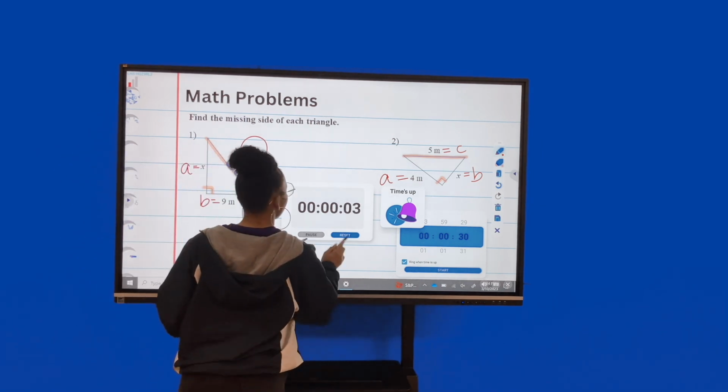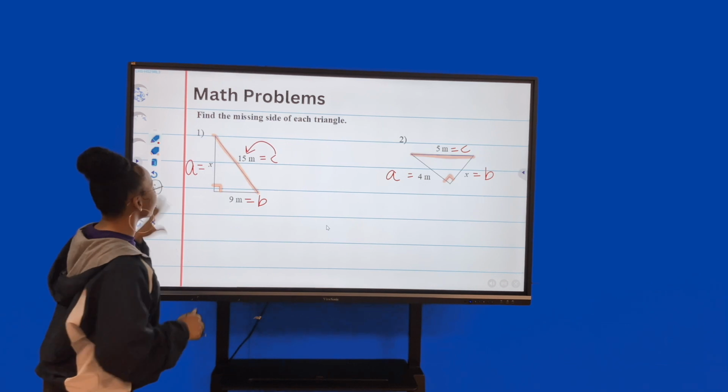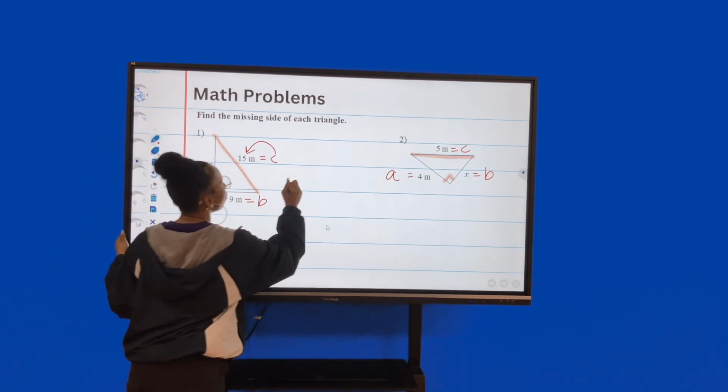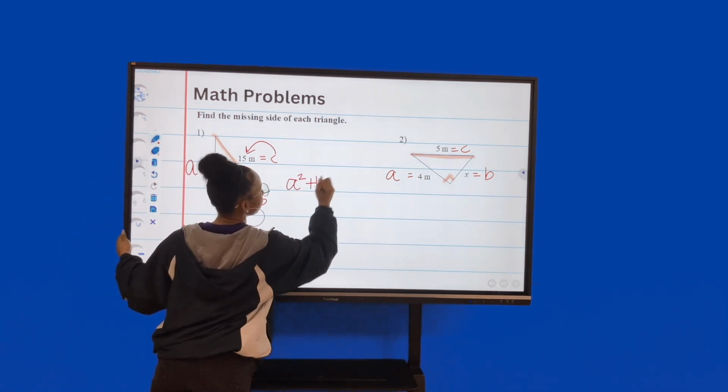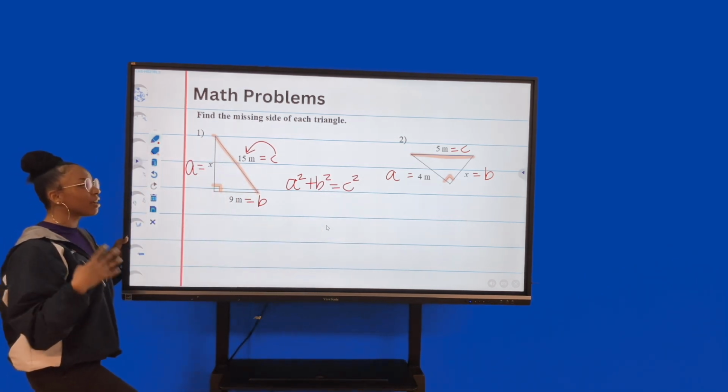All right, here we go. Let's check number 3 and number 4. So we're going to start with this one on the left first. The first thing we need, of course, is our formula. So a squared plus b squared equals c squared, right? And we are going to plug in the numbers or the values that we know.